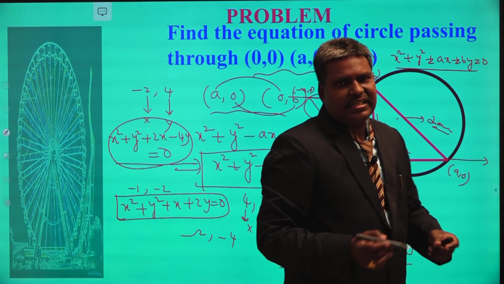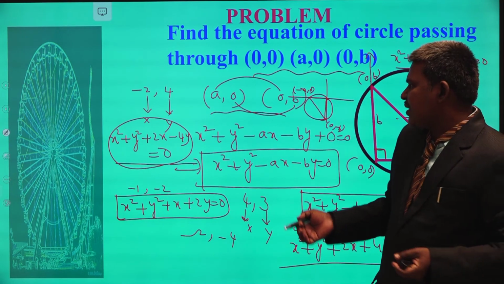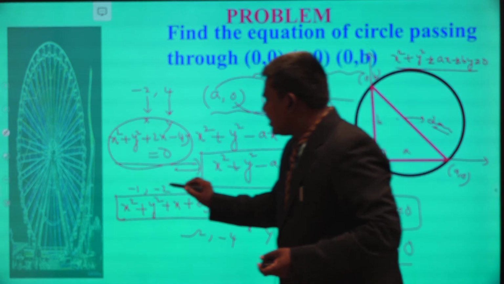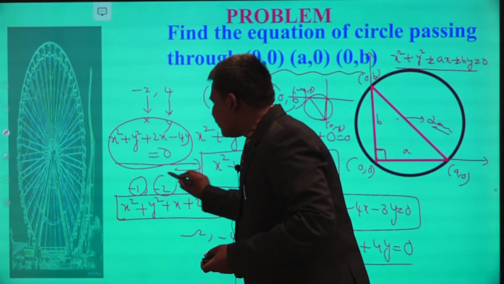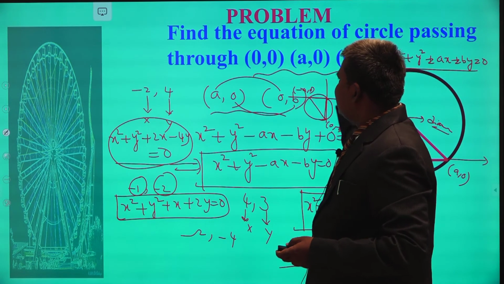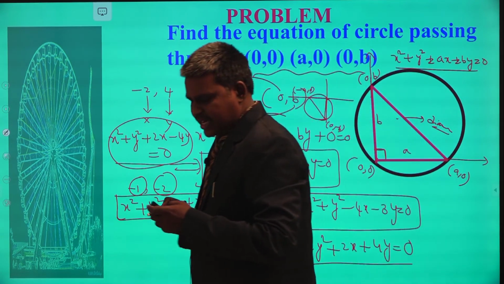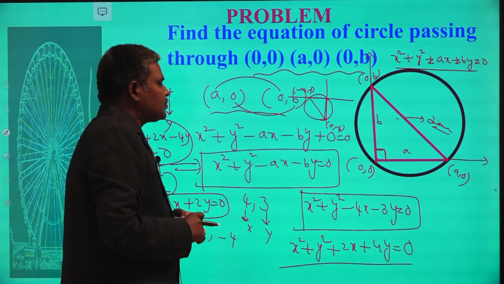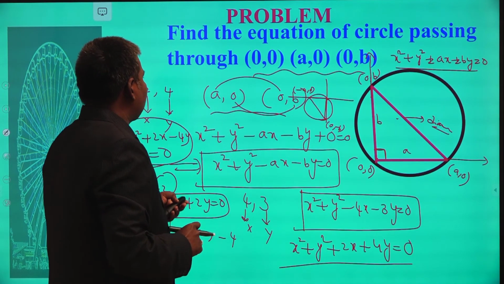What is a? X intercept. What is b? Y intercept. X square plus y square minus ax minus by equal to 0. Remember, these are intercepts, their lengths are what? 1 and 2. Okay. In this manner, we can find the equation of a circle passing through the origin and whose intercepts are a and b. This is the problem.